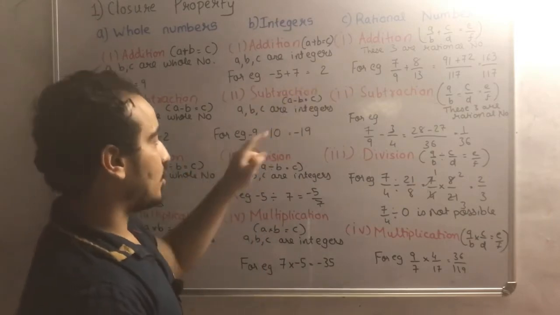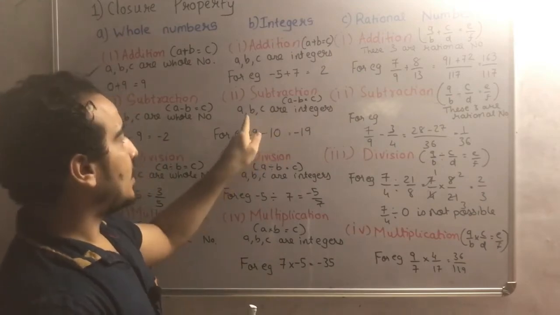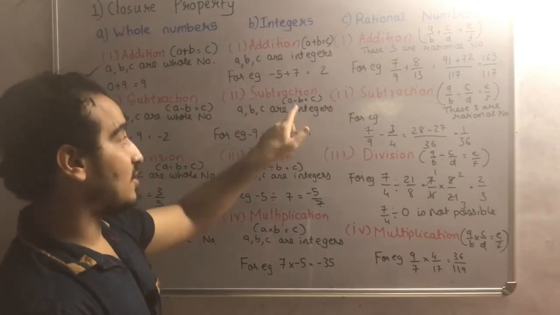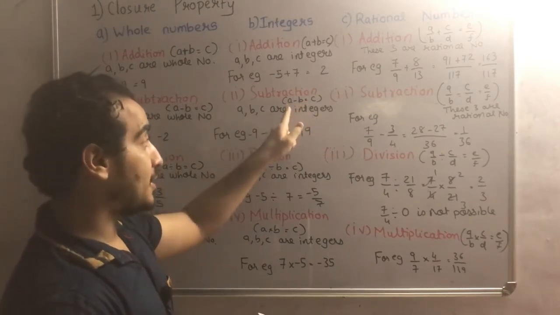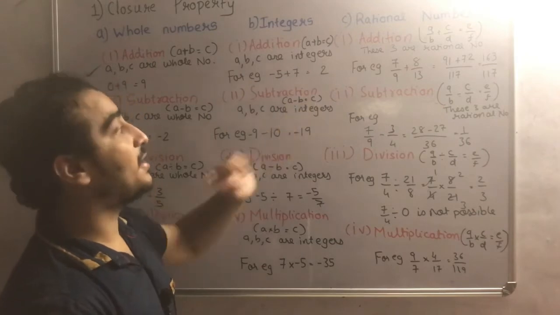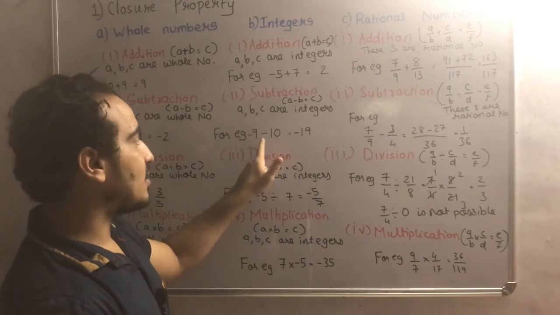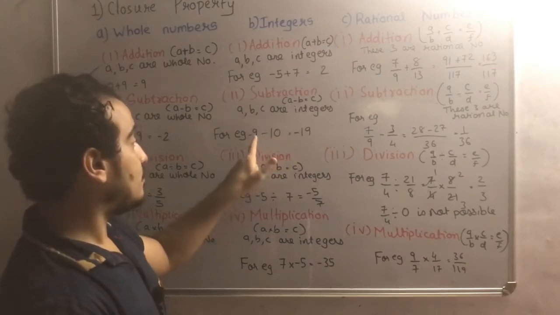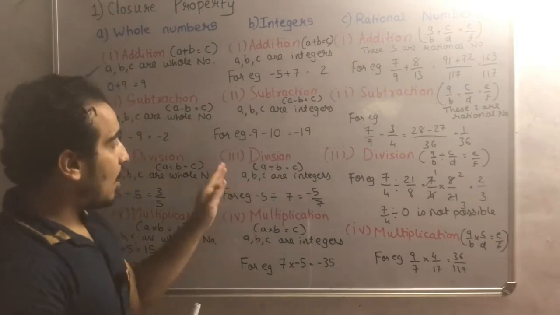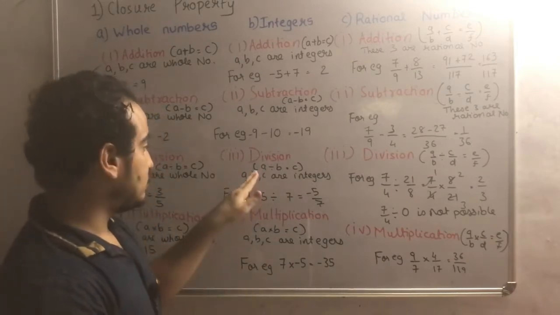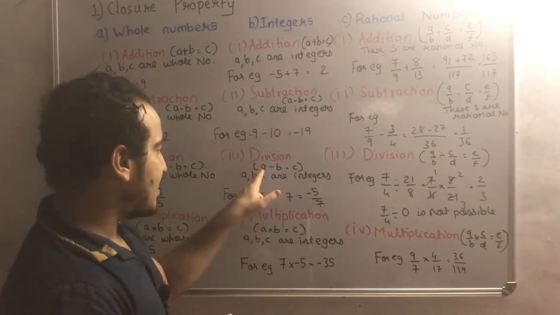Now subtraction, a minus b equals c. Now a, b and c are integers, meaning when we subtract an integer from another integer, the answer will be an integer, that is c. So minus 9 minus 10, minus minus becomes plus, 10 plus 9 is 19, with the sign of the greater number. Now division, a divided by b equals c, where a is an integer, b is an integer.